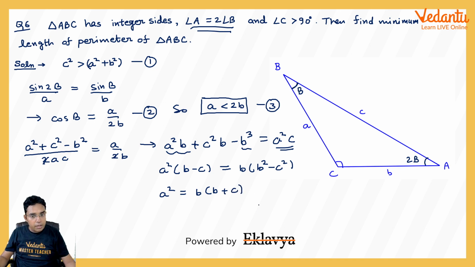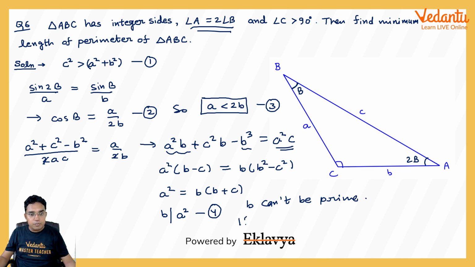Okay, so here you can see that this B should divide A square. All these sides are integers, so B should divide A square. Now this is one important result, but this also has one very important thing. Please listen carefully, that B cannot be prime. Why I am saying so?